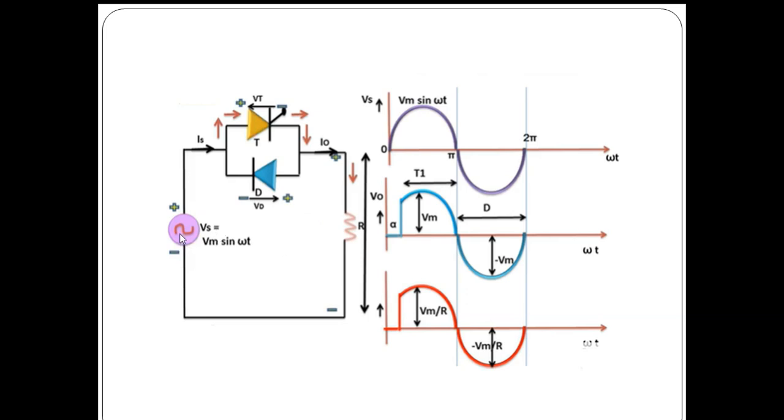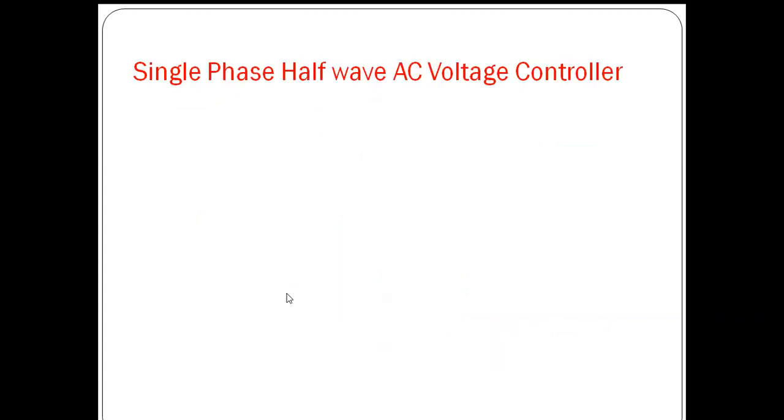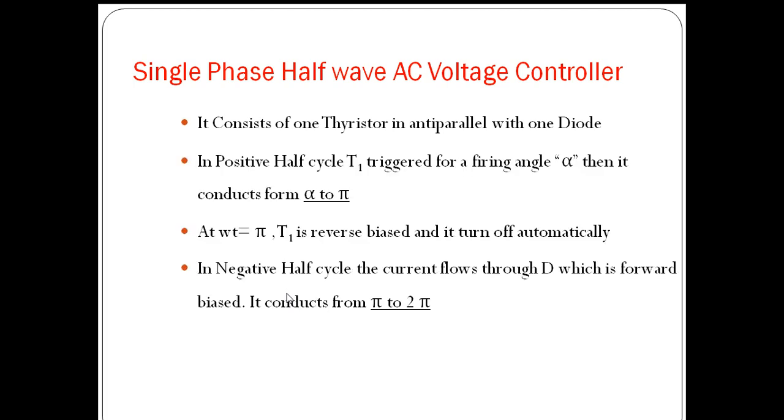During positive half cycle, we are getting output voltage when the thyristor conducts. When the thyristor conducts from the instant alpha, we are getting V naught, which is the supply voltage, up to pi. From pi to 2 pi, we are getting output voltage due to conduction of diode D. And we are going to see the circuit operation. It consists of one thyristor in anti-parallel with one diode.